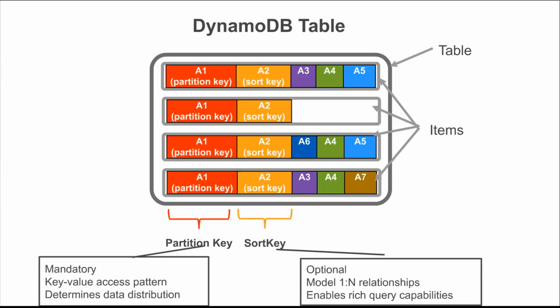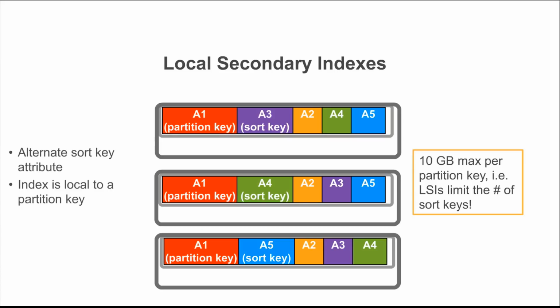Now, sort key actually is really well named. The sort key sorts the data on disk. So a common sort key is a timestamp. So if the partition key is device ID, the sort key can be the timestamp whenever a particular piece of data was created. And with the sort key, you get all sorts of rich query capabilities. You can do begins, betweens, statements, and so on.